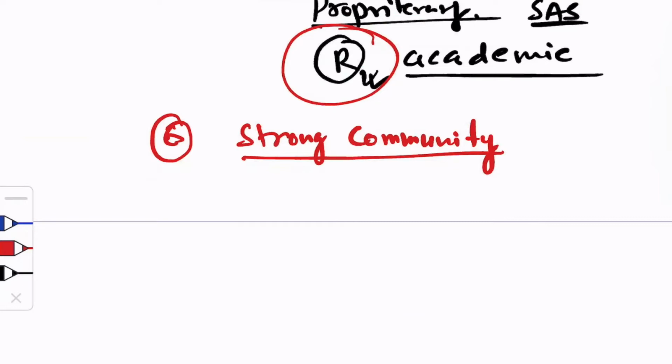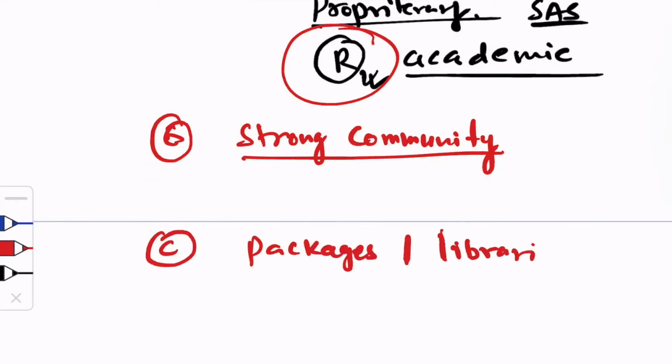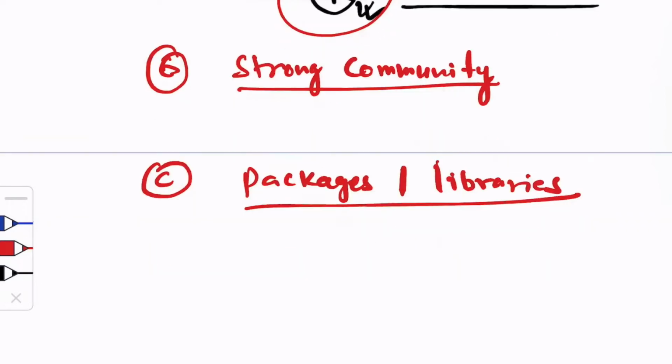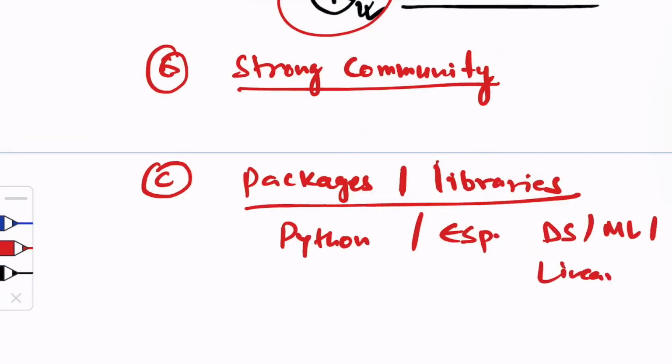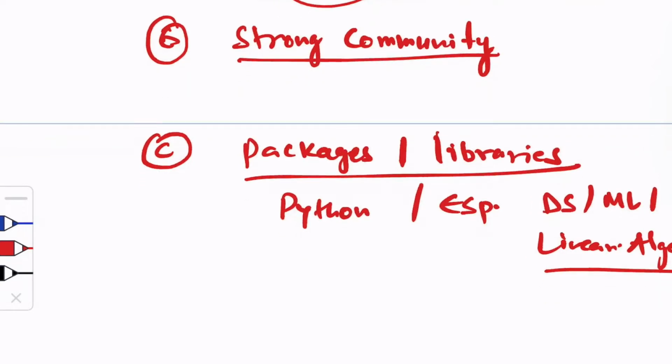Okay. The third thing is the packages and libraries. So a lot of people came and started developing packages and libraries for Python, and especially to deal with data science, ML, linear algebra sort of work, right? So the more people came and the more packages became open sourced for Python, the more popular it became.